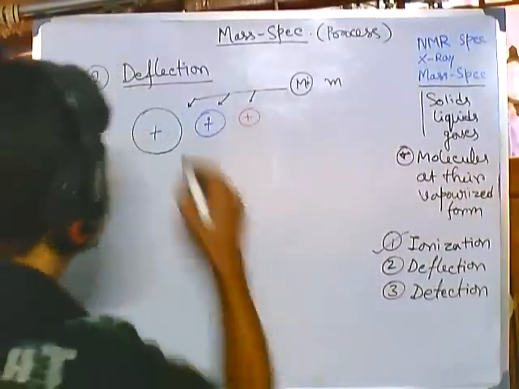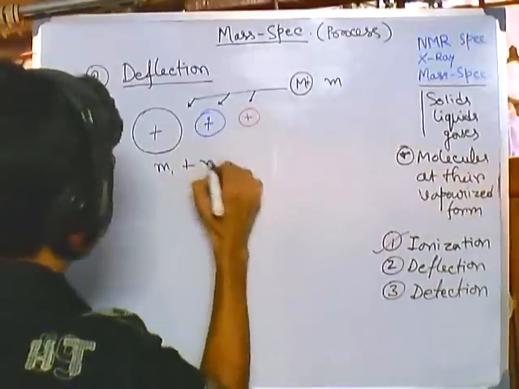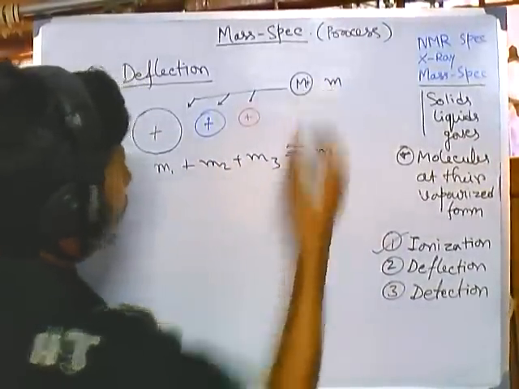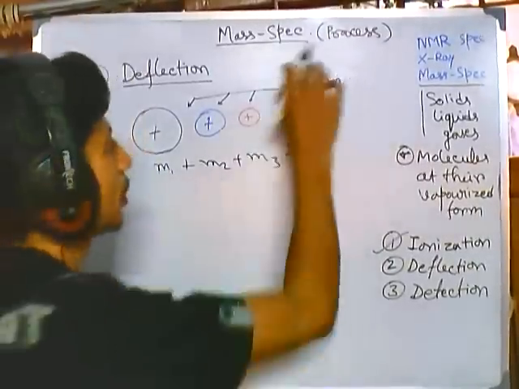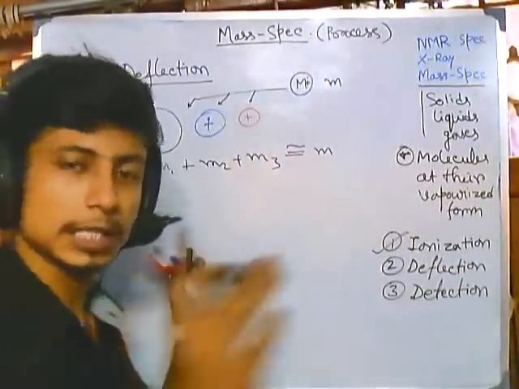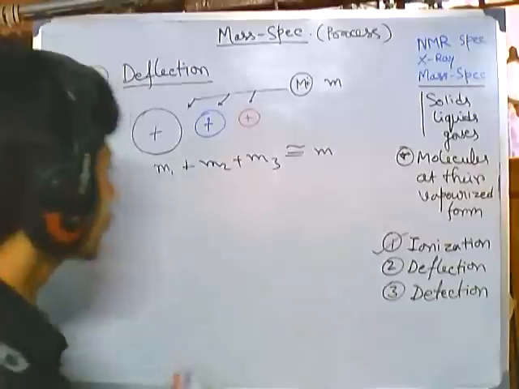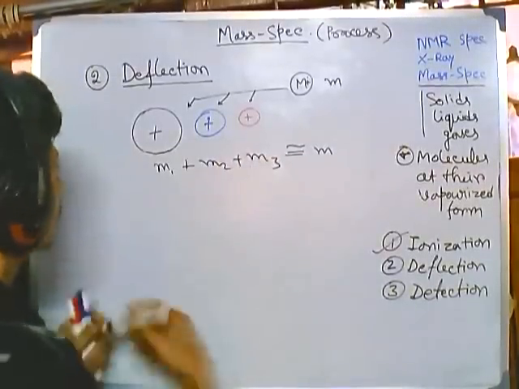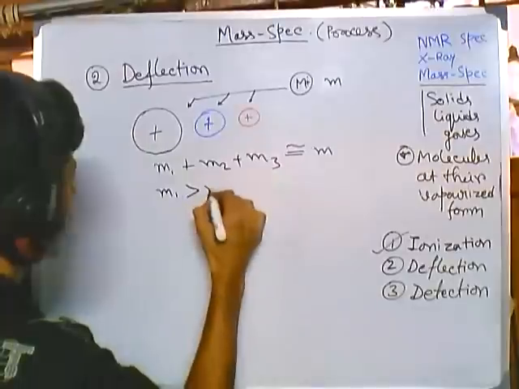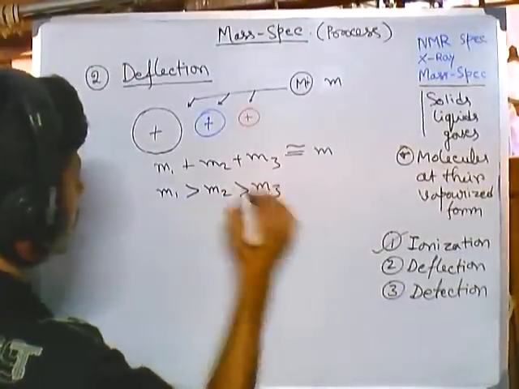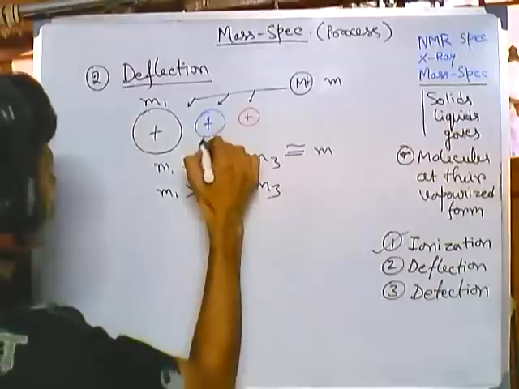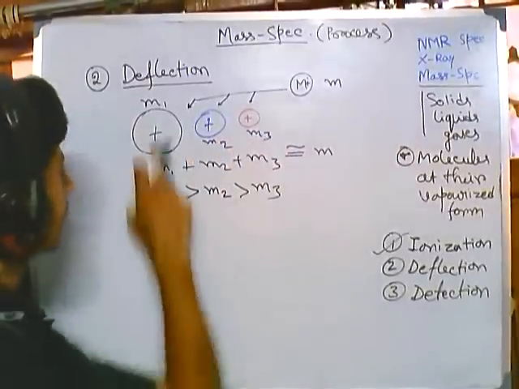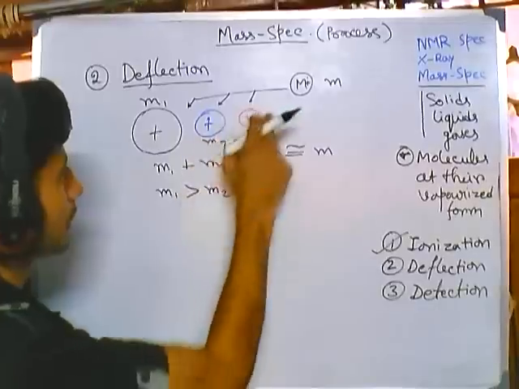Get it or not? So suppose this is M1, this is M2, this is M3, it will be very, very close to the mass of this molecular ion, right? Because this molecular ion is fragmented into these three different fragments in this case. Now as they vary in mass, we also know that M1 is greater than M2 and M2 is greater than M3. If we think this is M1, this is M2, this is M3, you'll find something like that.